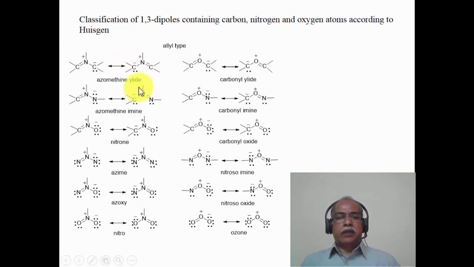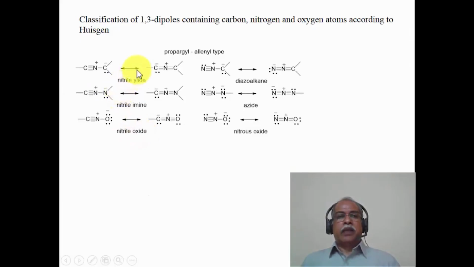For the sake of this particular module, we will consider azomethine ylide and nitrone as examples of 1,3-dipoles undergoing the cycloaddition reaction in the subsequent transparencies. Now, classification of 1,3-dipoles containing carbon, oxygen and nitrogen according to the Huisgen rule in the propargyl allenyl type are as follows. You can have nitrile ylides, nitrile imines, nitrile oxides, diazoalkanes, which are commonly known as diazomethanes, for example. The azides, which are very popular dipoles, for example, leading to the formation of triazoles, we will see in a minute.